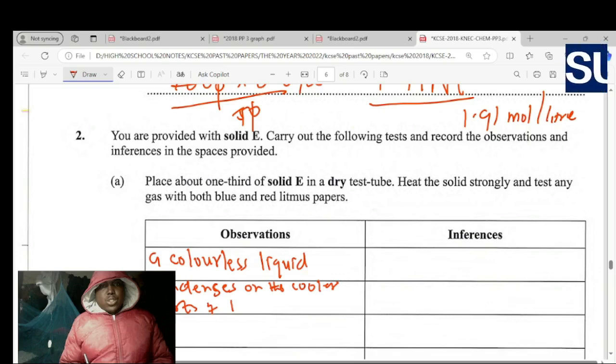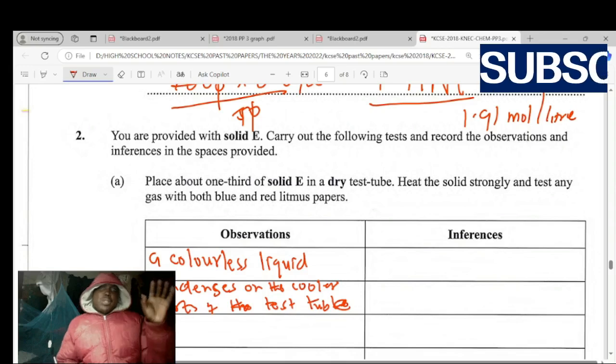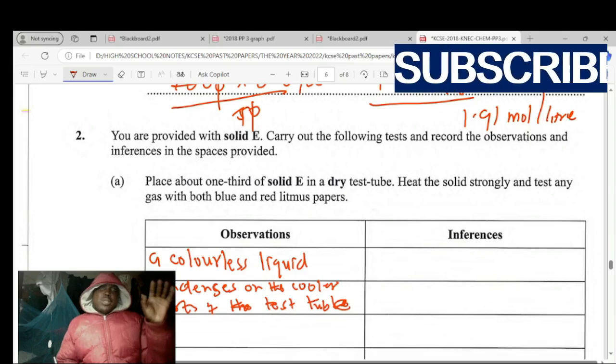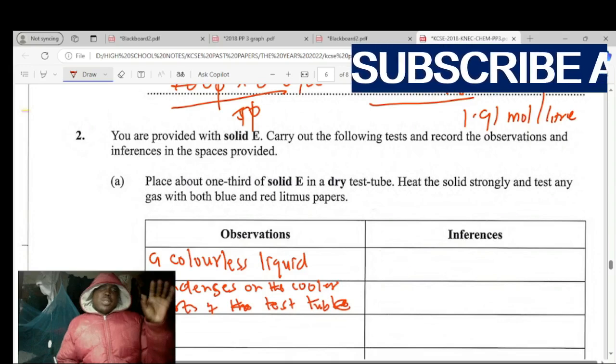So ukiangalia hiyo test tube hapo juu utaona imesweat, inamaanisha iko na water of crystallization. So you can simply say hydrated salt. Solid E is hydrated.